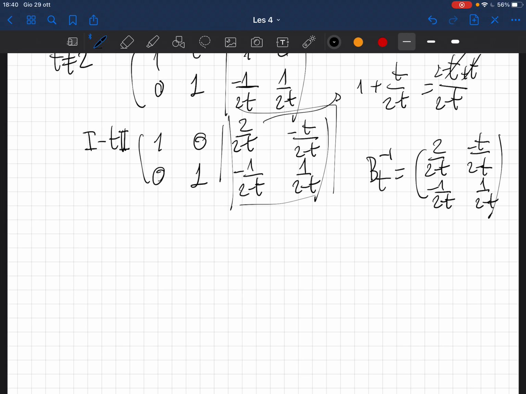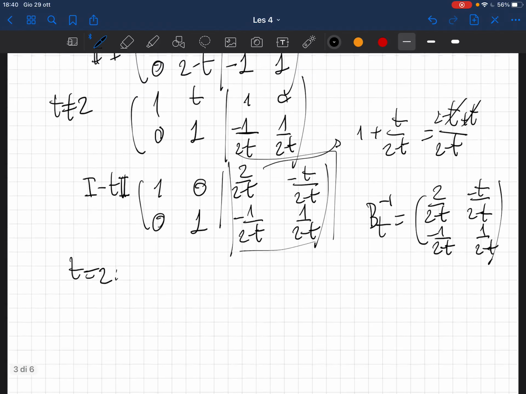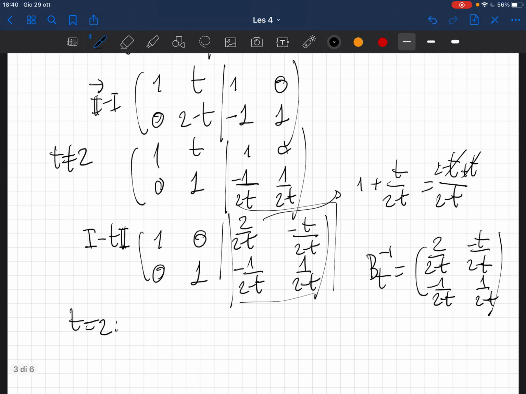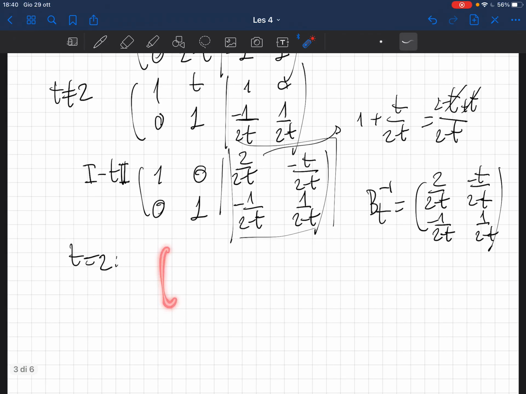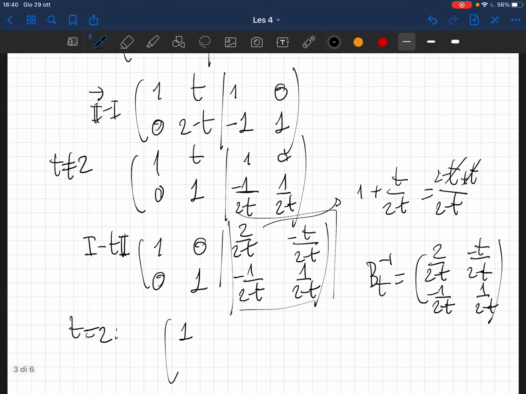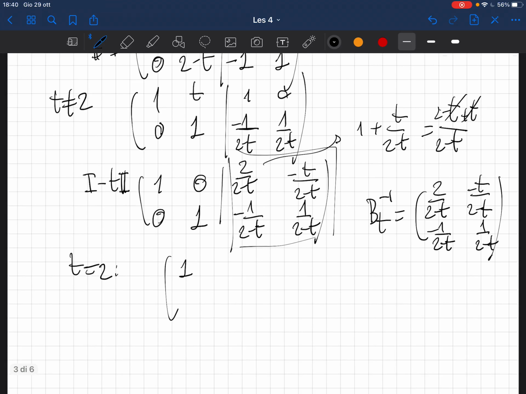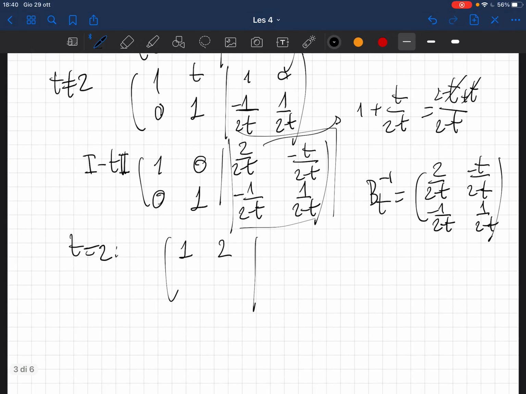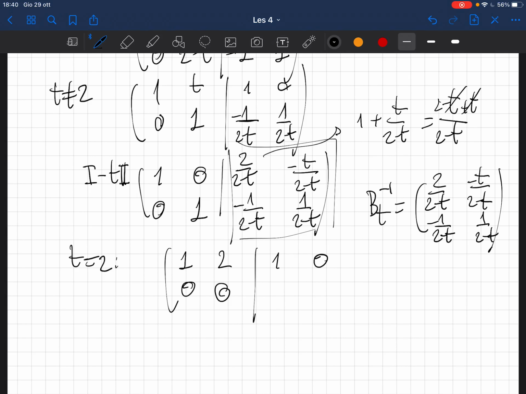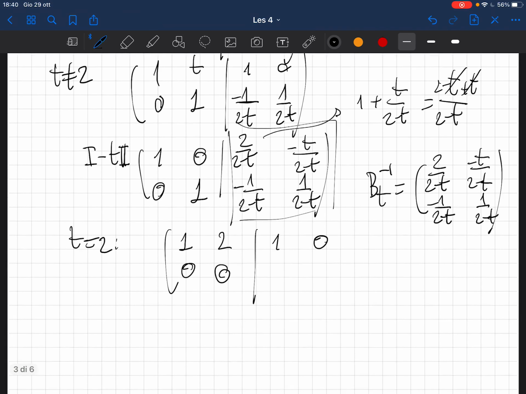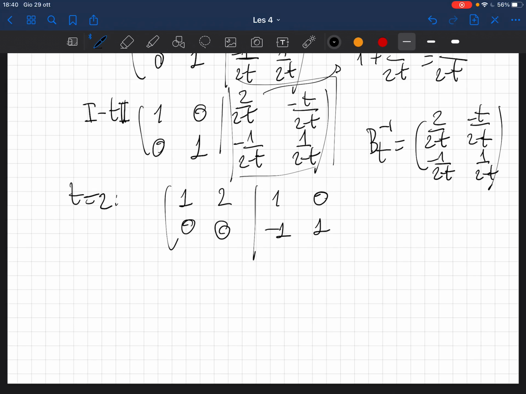Okay. So, what happens if t is equal to 2? Then let's go back to the passage just right before here. So we substitute. We get 1, 1, then 2, then 1, 0, and then here this is 0, 0, minus 1, 1.